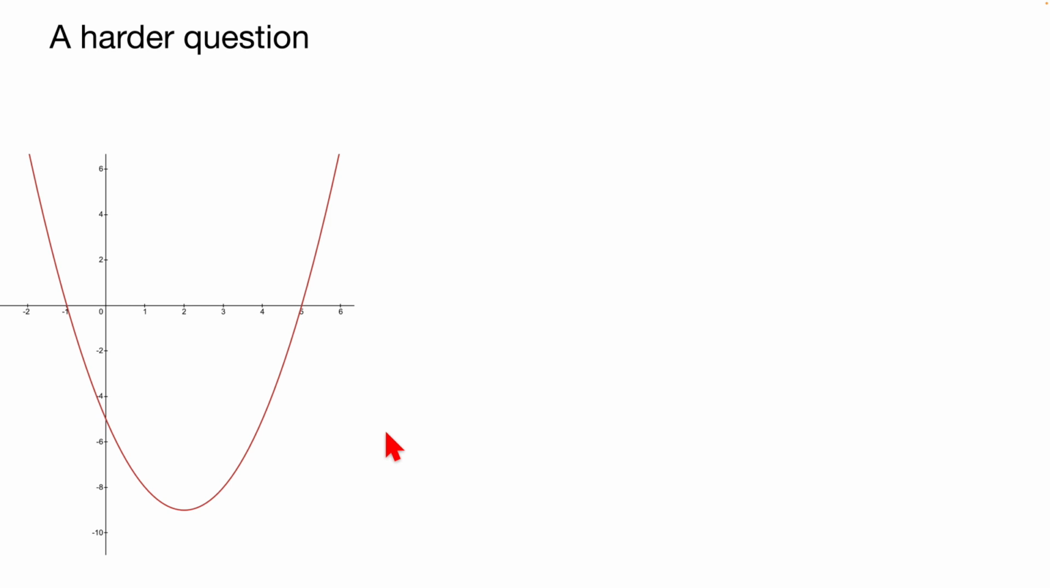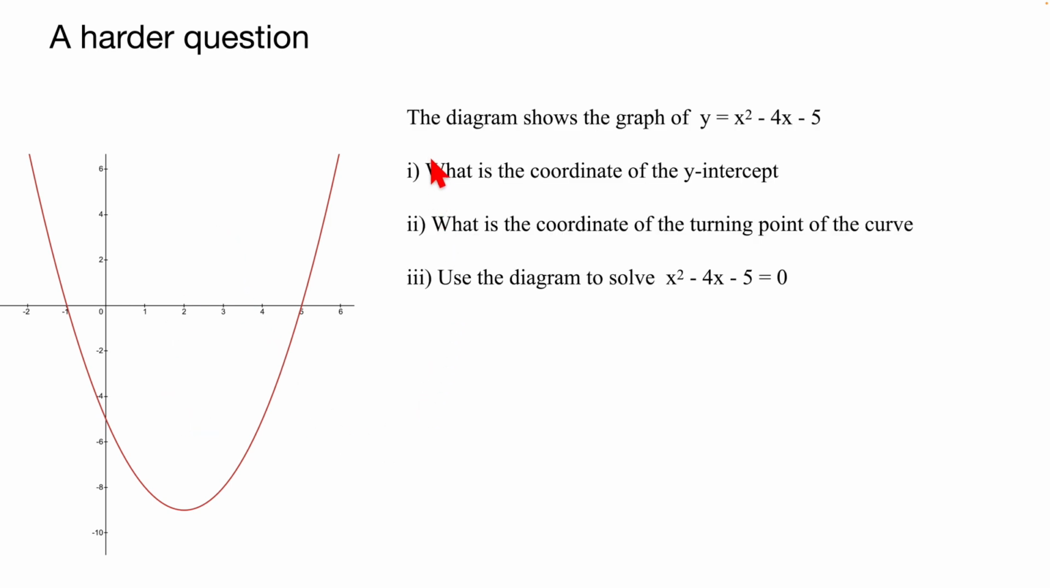Here's a harder question. Not enough graph stuff, as far as I'm concerned. The diagram shows the graph of y equals x squared minus 4x minus 5. What are the coordinates of the y-intercept? What are the coordinates of the turning point of the curve? And use the diagram to solve this. And again, this is the same as that.